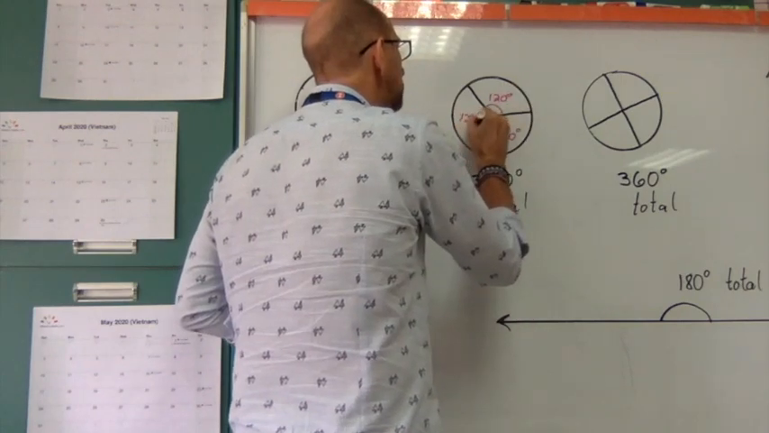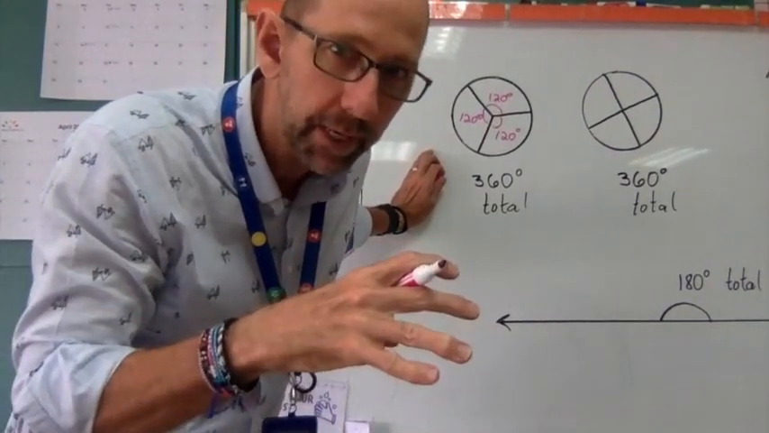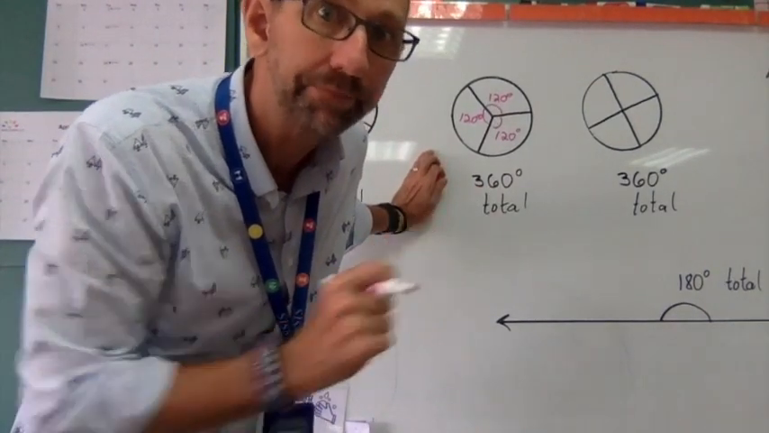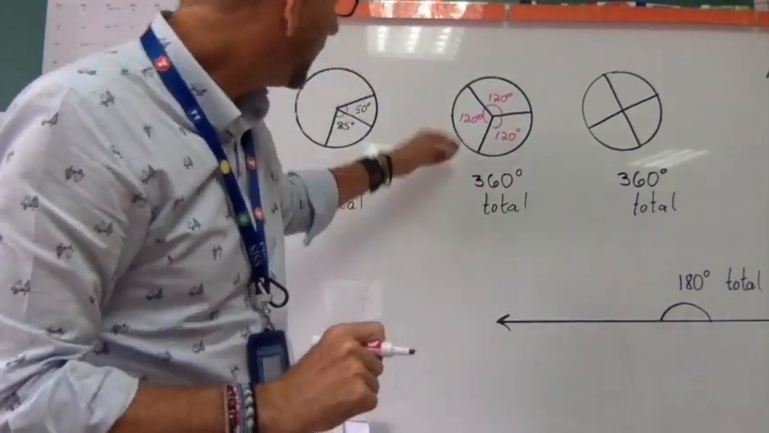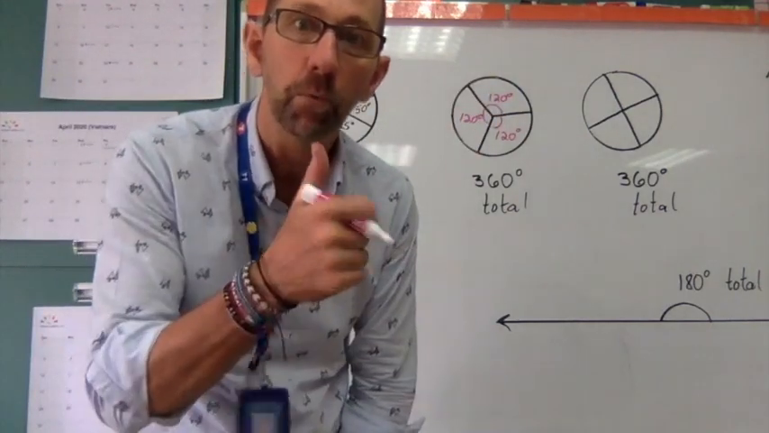for each angle inside. Okay? And I know they're all equal because I said they were in thirds. Okay? And 120 plus 120 plus 120 equals 360. So, boom, we got it.